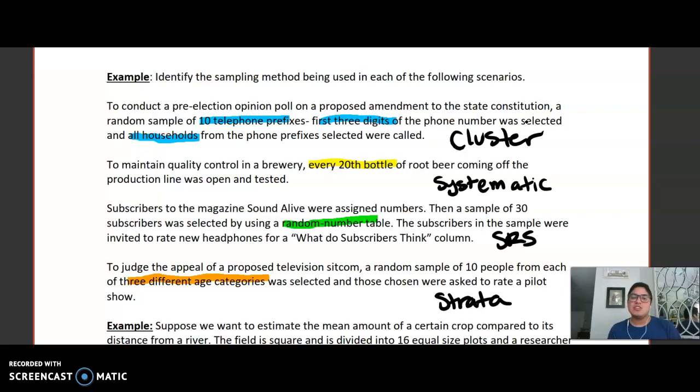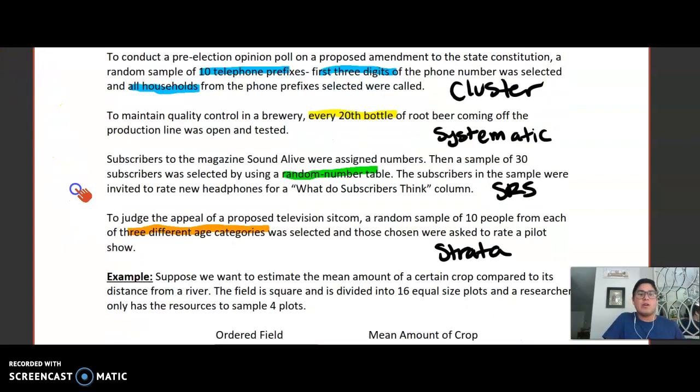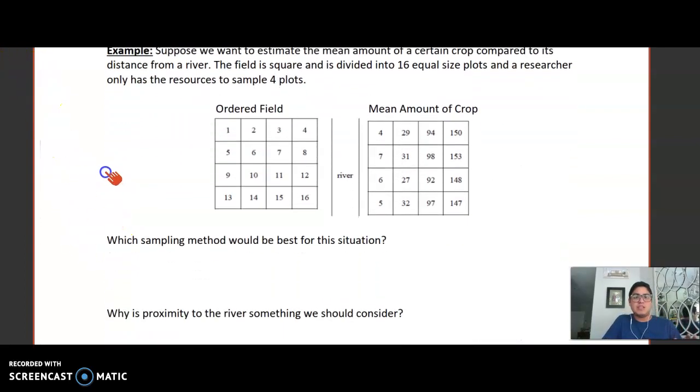And then lastly, to judge the appeal of a proposed television sitcom, a random sample of 10 people from each of the 3 different age categories was selected, and those chosen were asked to rate a pilot show. Here we could assume that since there are 3 different age categories, everyone within those age categories is going to be relatively the same. This would be indicative of strata. So this would be a stratified random sample. And I just put strata there. My bad, typo. But those are just the 4 basic types of random sampling methods we can use.